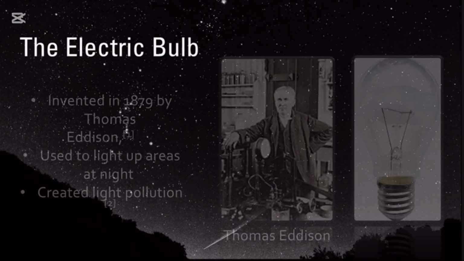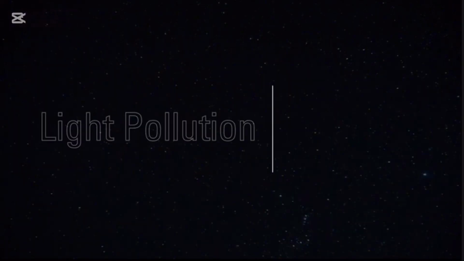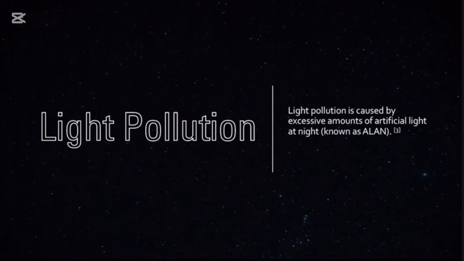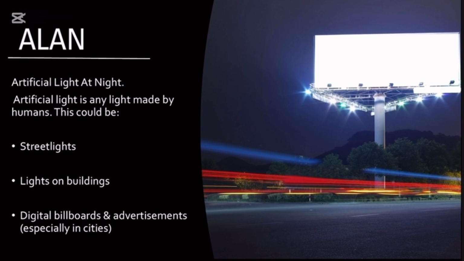For example, take the electric bulb. It was invented in 1879 by Thomas Edison. It was used to light up areas at night, but it also created something called light pollution. Light pollution is caused by excessive amounts of artificial light at night, known as ALAN. ALAN, also known as artificial light at night, is any light made by humans. This could be street lights, lights on buildings, or digital billboards and advertisements.